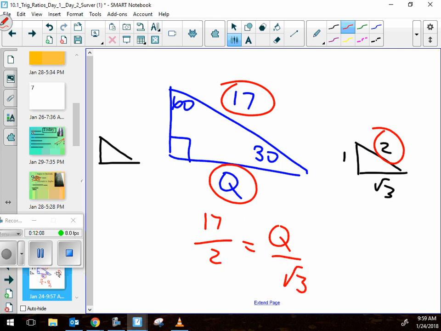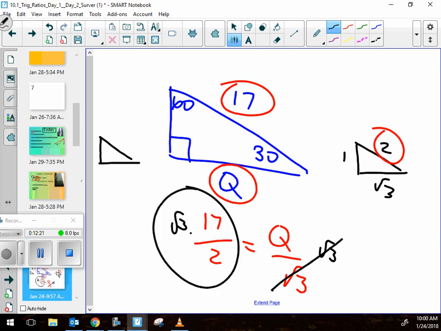And then I'm close to done. Is Q solved yet? Nope. So I just have to get rid of the denominator, times both sides by root 3. And now Q's alone, so it's 17 root 3 over 2. How many of you had that as your answer or something that would equal the same thing? Okay, good.